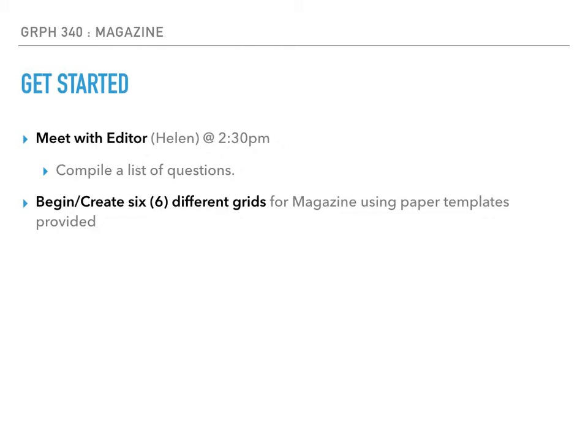While you wait, and also for homework, you need to create 6 different grids for this magazine using the paper templates as part of your project brief. And what you're going to do is each page you're going to have one grid, and I want to see how you would do different layouts within that same grid per page. So you should have at least 6 different ones. You can print out more by printing from the PDF uploaded to Moodle that is part of this project brief.